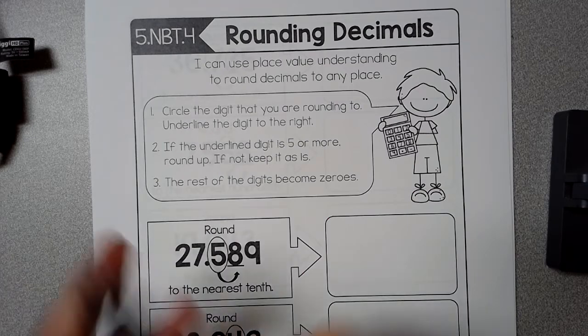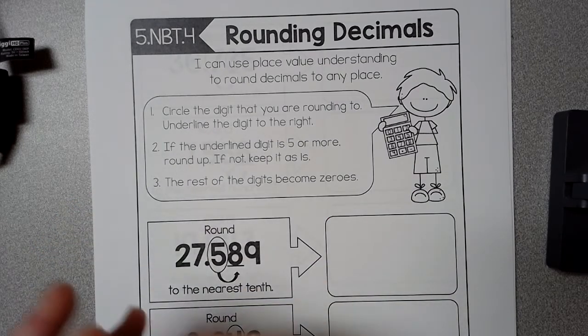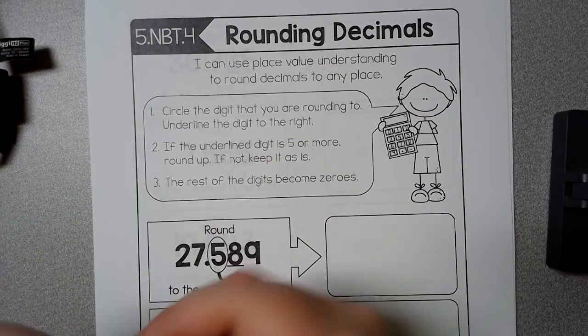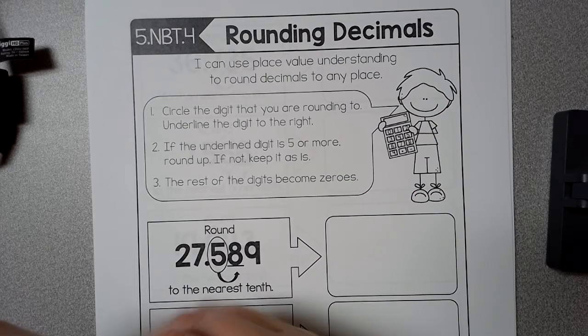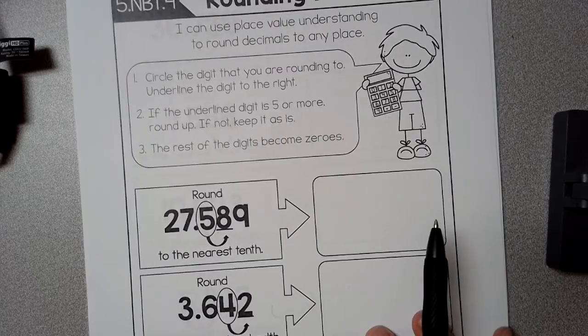By the time we get through with this worksheet, it's front and back. You should be able to use place value understanding to round decimals to any place. Any place. All right, and here are the directions.